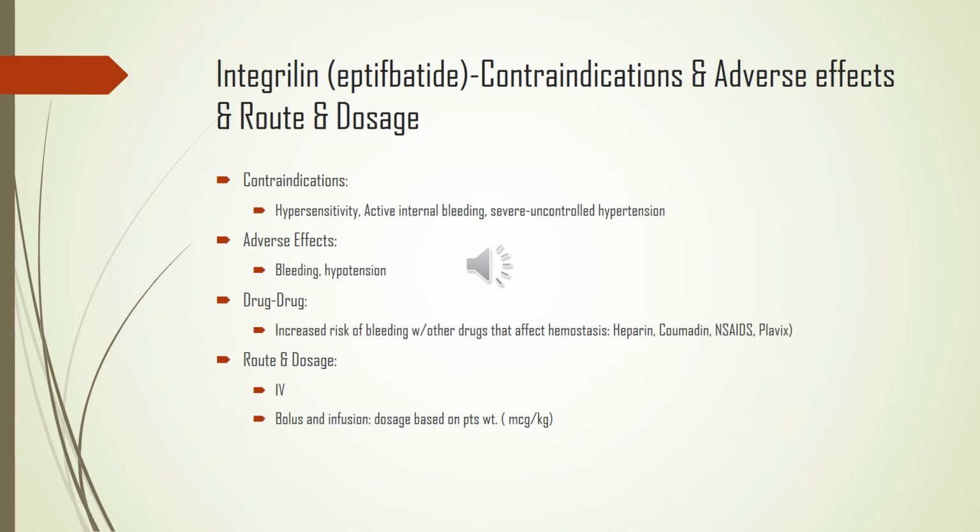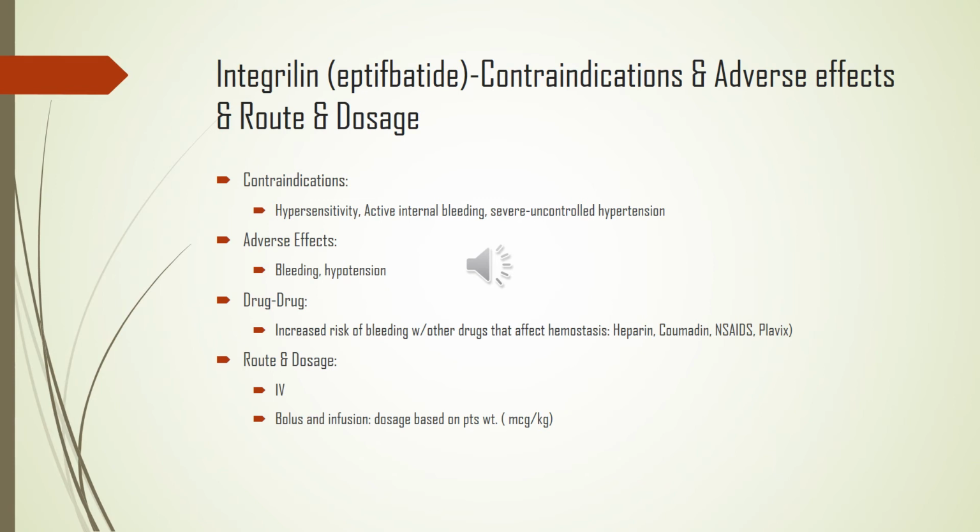Contraindications: active bleeding, severe uncontrolled hypertension. Adverse effects: bleeding, hypotension. Drug-to-drug: increased risk of bleeding with other drugs that affect hemostasis: heparin, Coumadin, NSAIDs, and Plavix.